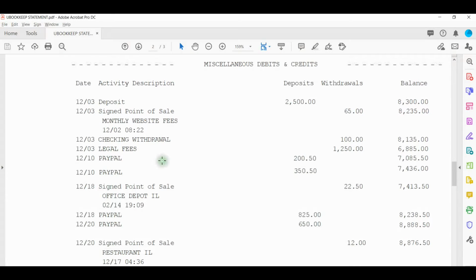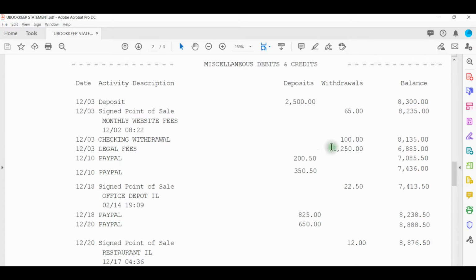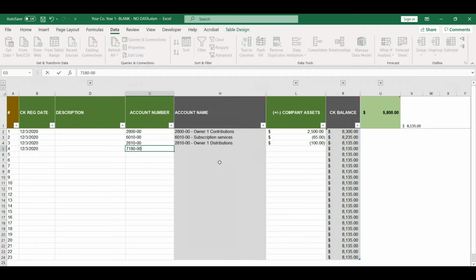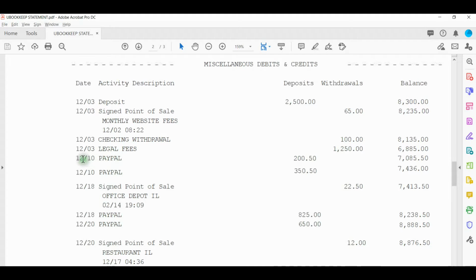On the next date here, we had some legal fees. Okay, so on 12/3, we had some legal fees of $1,250. I set that up under a 7180 account, legal fees, of $1,250. Okay, and that's a negative $1,250. The next date I have on here is 12/10.